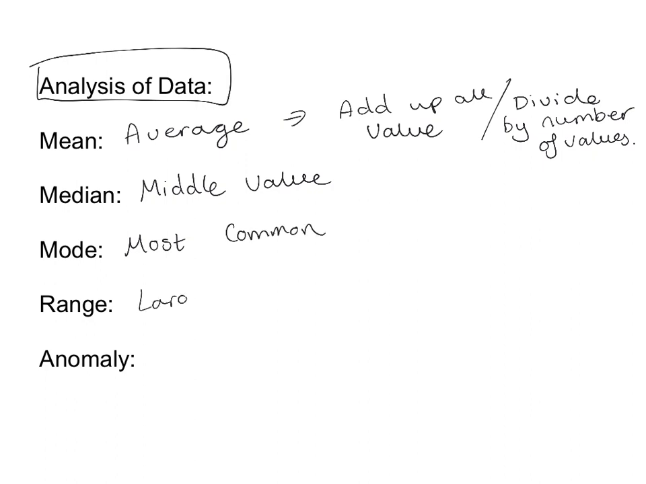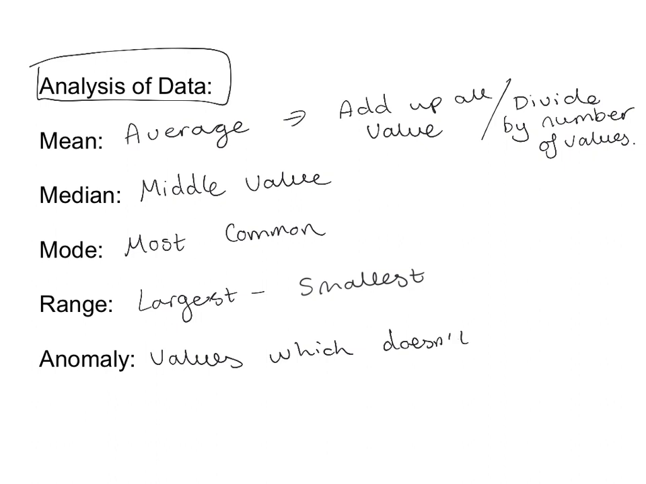Range is the largest value take away the smallest. And then an anomaly is a value which doesn't fit. So what we're going to do now is look at some sets of data, and we're going to try and work out all these different analyses of data because we don't know which one you could be asked, and it's very important that we practice these.